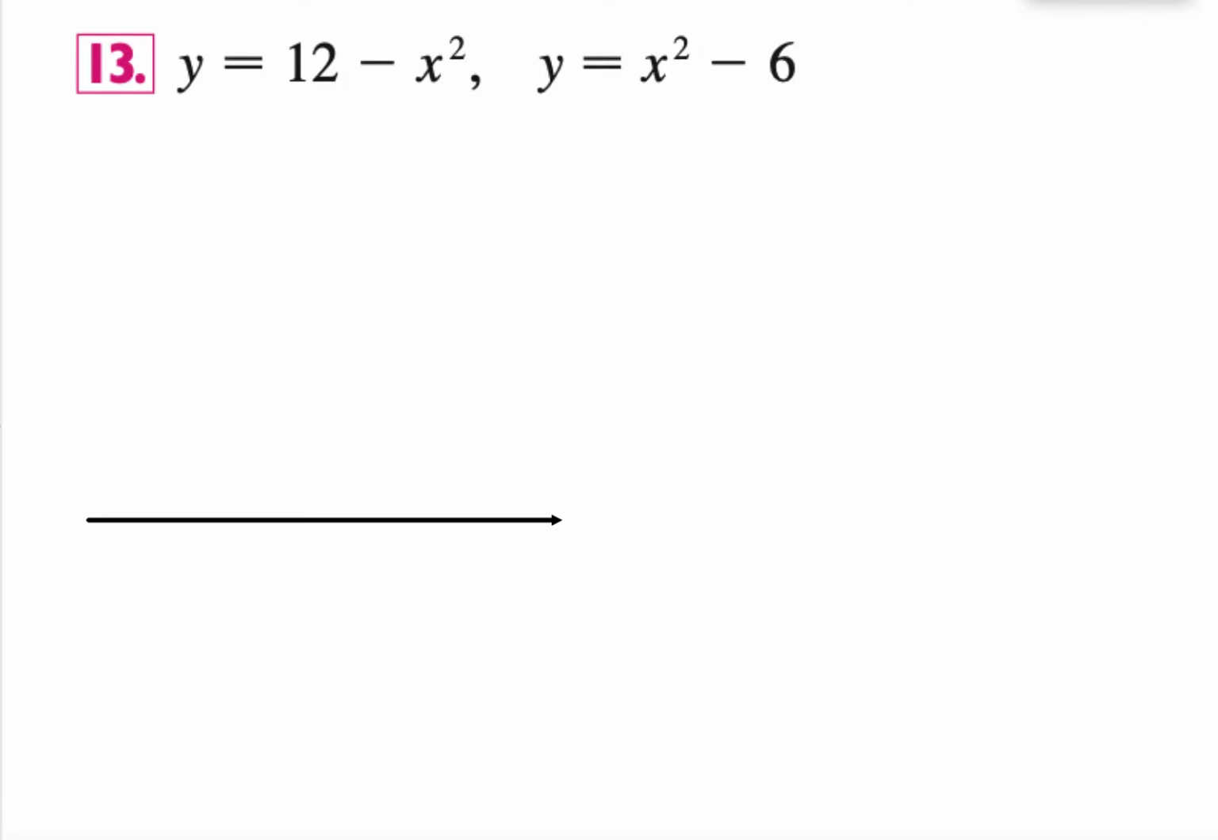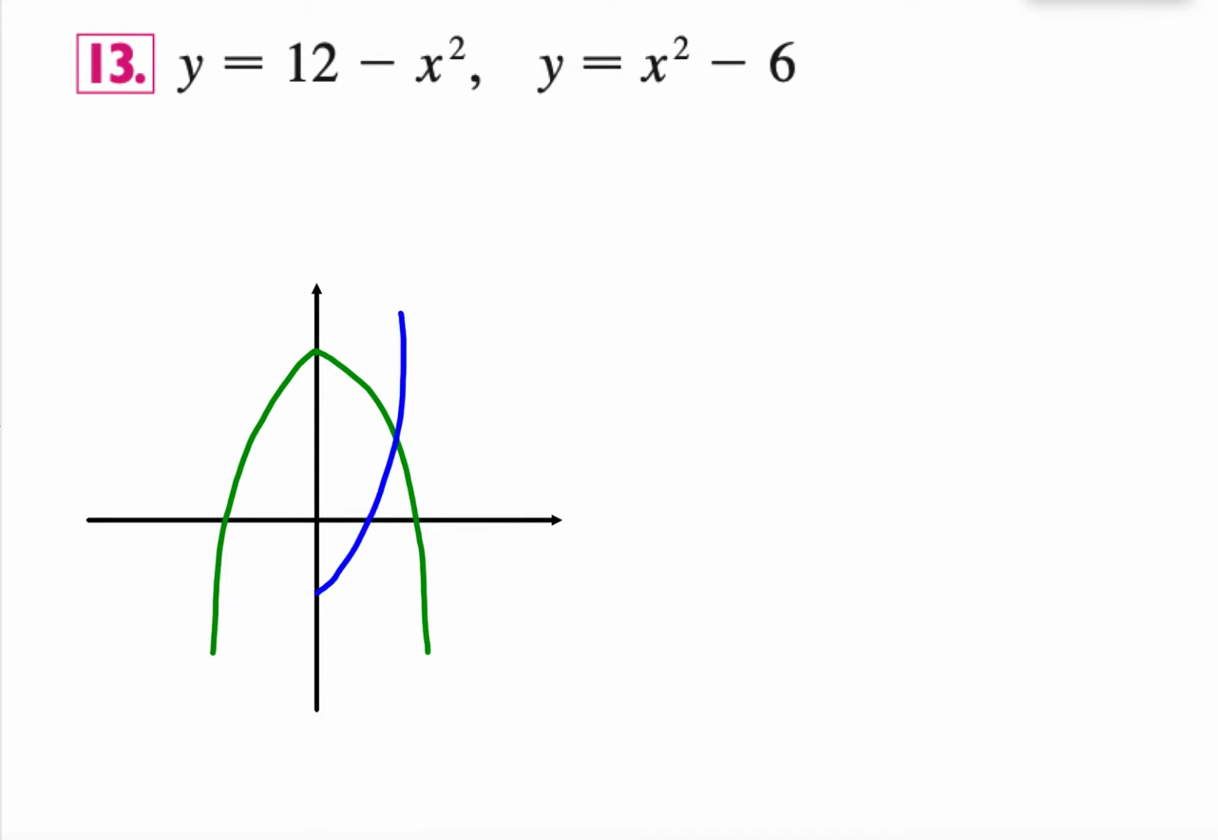So let's look at the first one first. I'm going to try to put the x-axis and the y-axis here, and let us say this green one is 12 minus x squared. Now, how about the second graph? We're going to assume that this is -6 here and coming up, and those two are the intersections. So what we want to do is find this area.